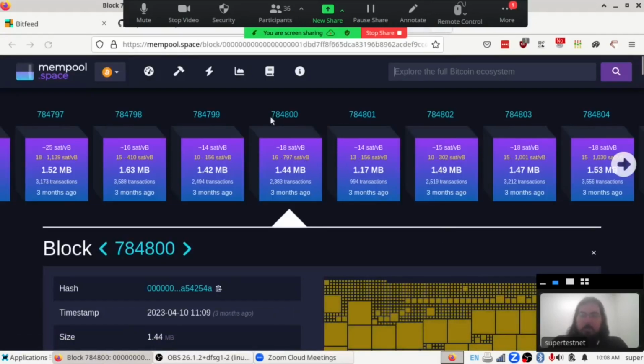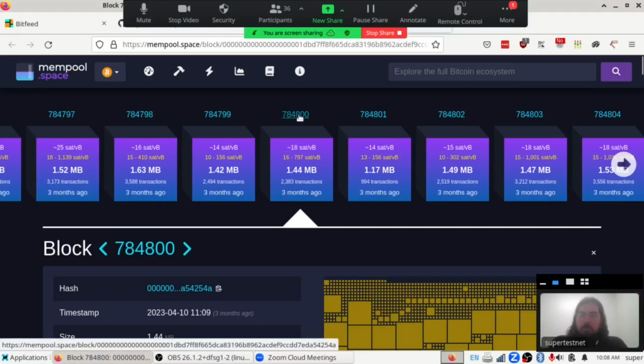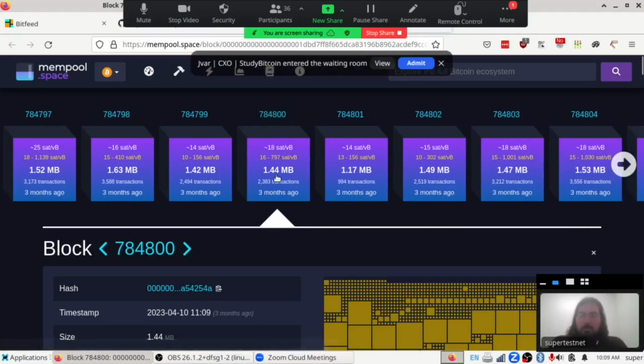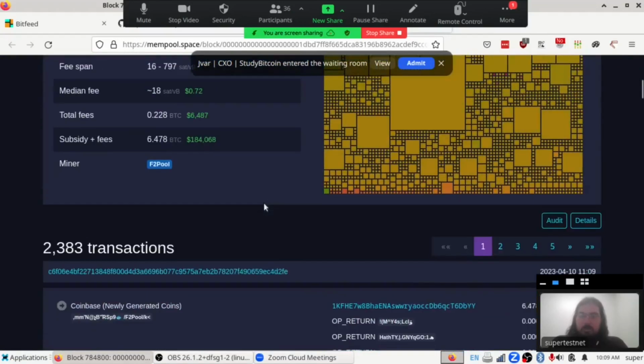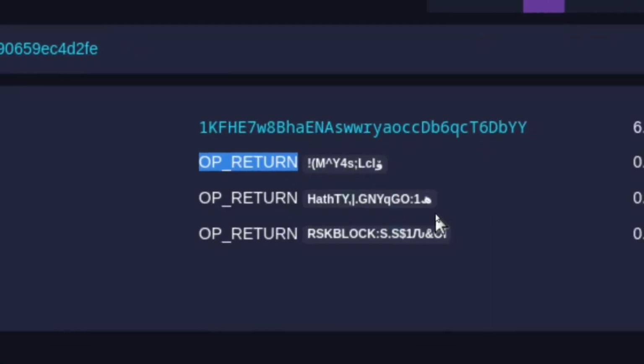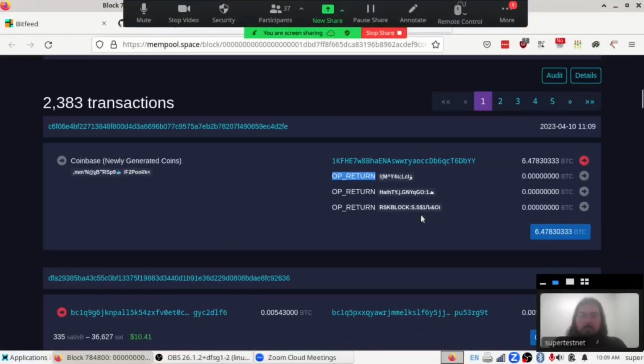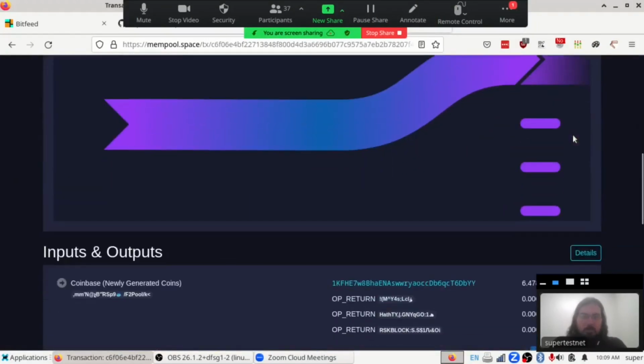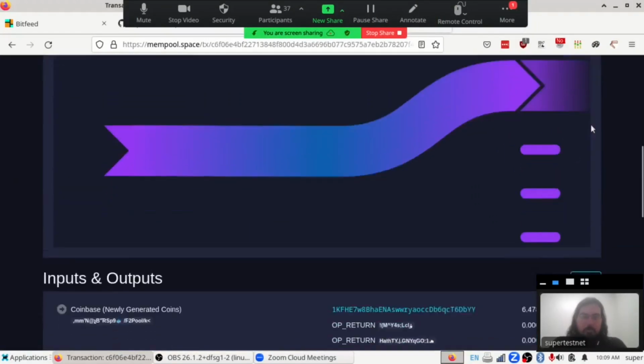So here's a block, 784,800, which was mined in Bitcoin about 3 months ago. And if you take a look at the data inside the block, we've got a couple of different fields here called OP_RETURNs. These are created in the Coinbase transaction, which the miner is in control of. He controls what's in this thing.